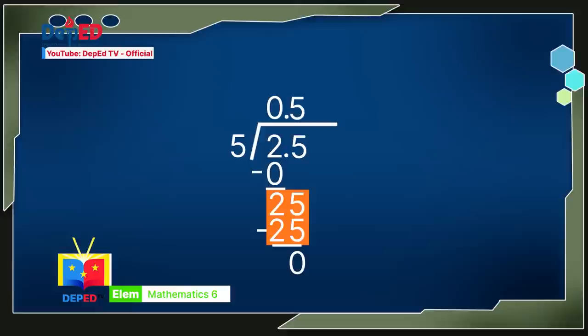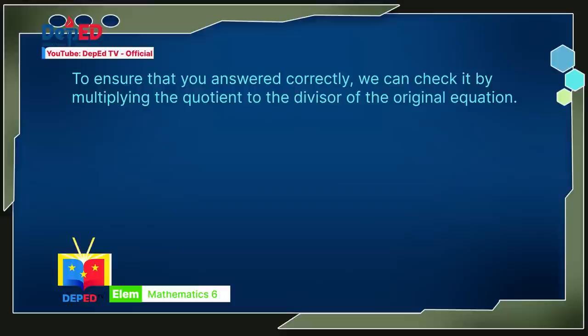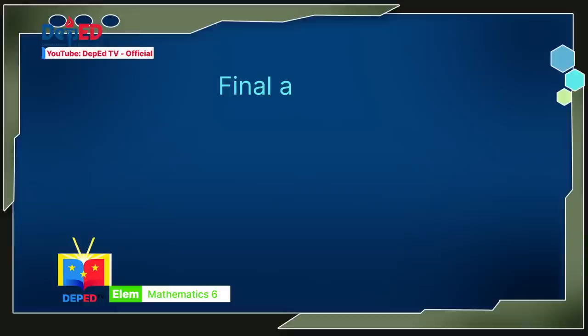Step 4. Again, to ensure that you answered correctly, we can check it by multiplying the quotient to the divisor of the original equation. 5 tenths times 5 tenths is equal to 25 hundredths. Is the product equal to the dividend of the original equation? Then our answer is right. Therefore, 25 hundredths divided by 5 tenths is equal to 5 tenths.